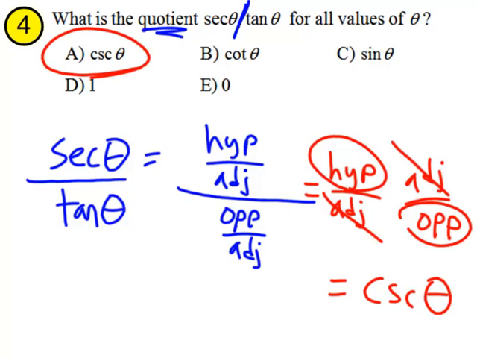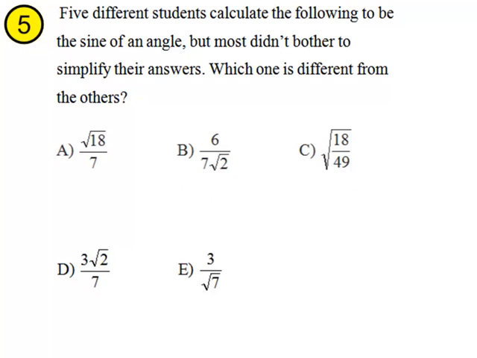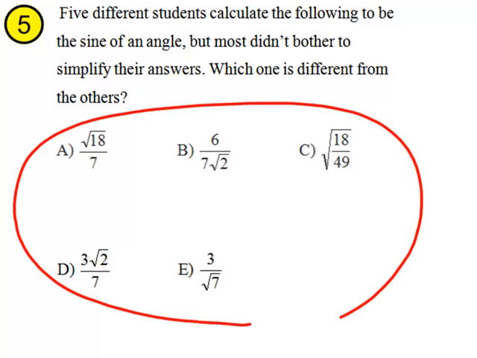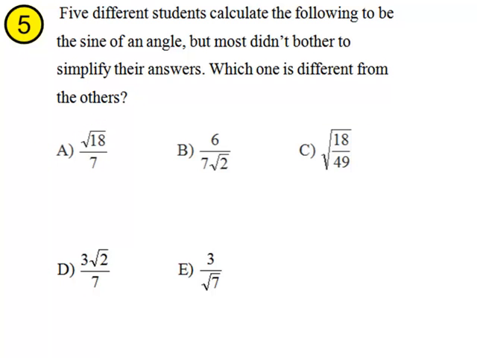A. All right, question 5. 5 different students calculate the following to be the sine of an angle, but most didn't bother to simplify their answers. Which is different from the other? So the claim is that 4 of these 5 are equal to each other. This really is not as much about trigonometry as much as it is about just working with radicals. So how do we resolve which are equal to each other?